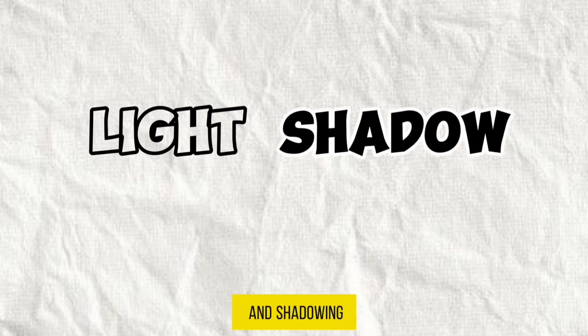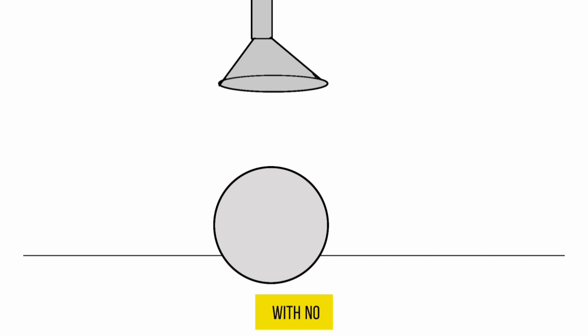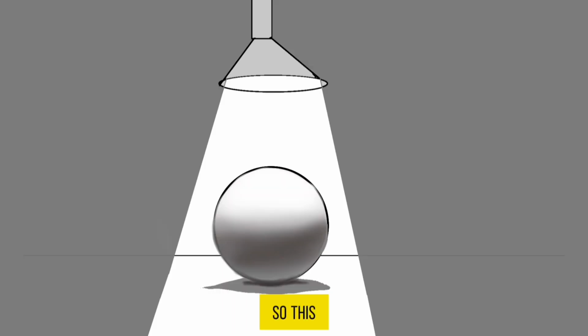So today I'll be teaching you guys light and shadow in shading. So let's move on. This is a ball with no shadow, no light source, just a neutral ball. Now I'm going to switch on the light. So this is a ball with light and shadow, where you can obviously differentiate the light from the dark.